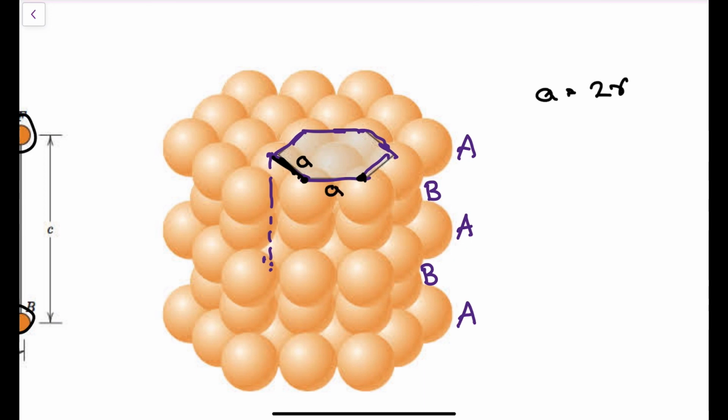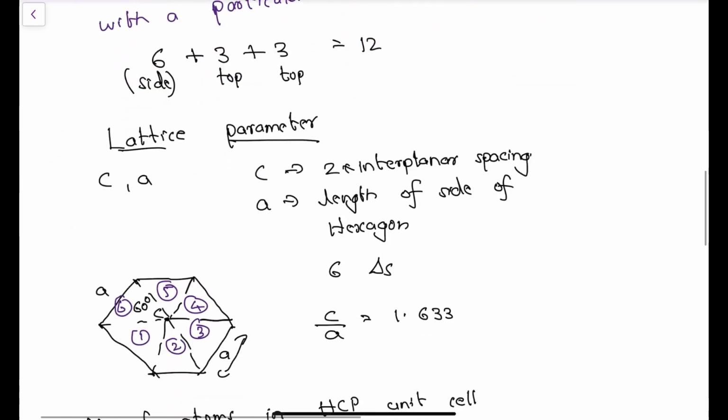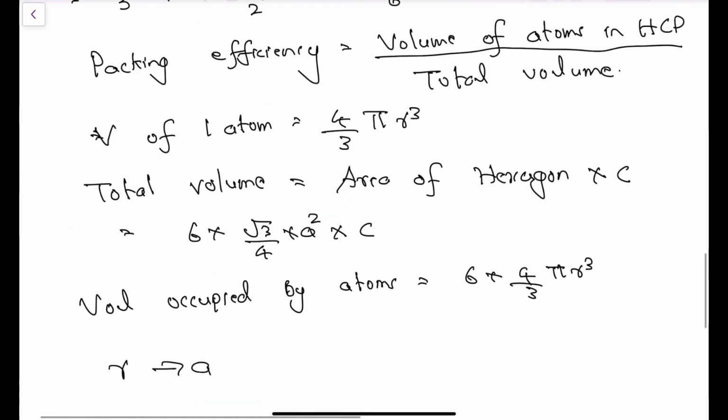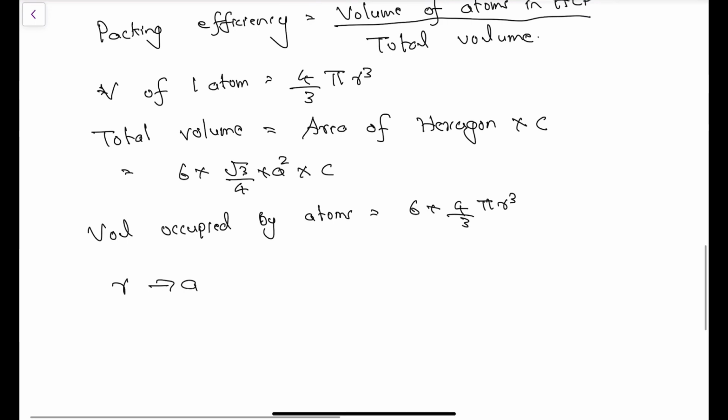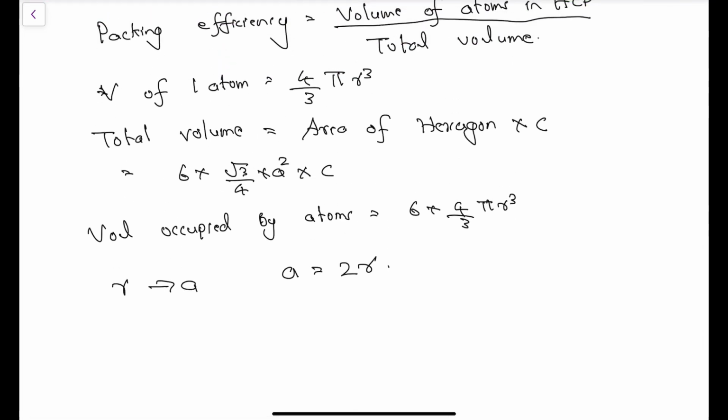You look at this one. This is A, and this is R, and this is R, half of this atom. So A is equal to 2R. That is the relationship we will use. So the relationship between A and R is A is equal to 2R. Now you can find the packing efficiency.